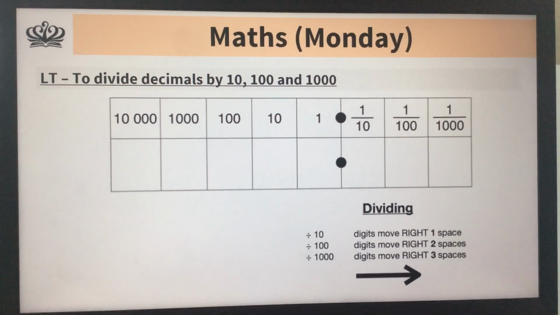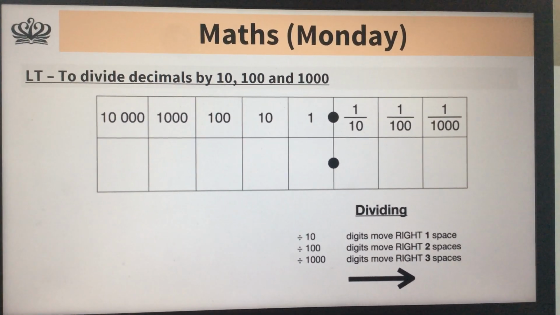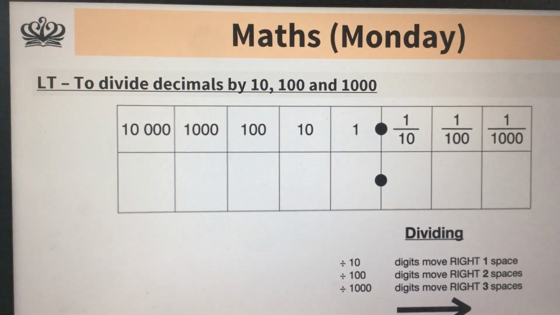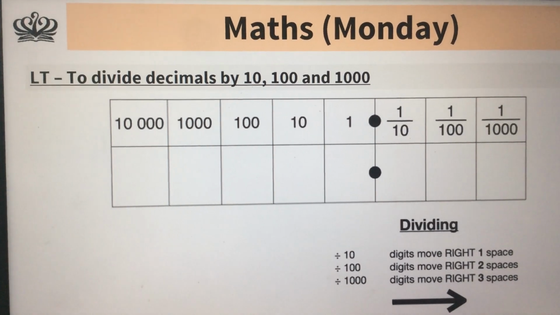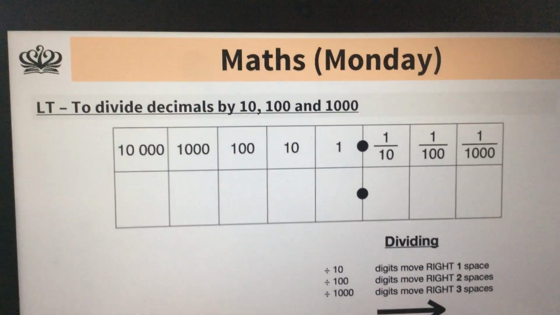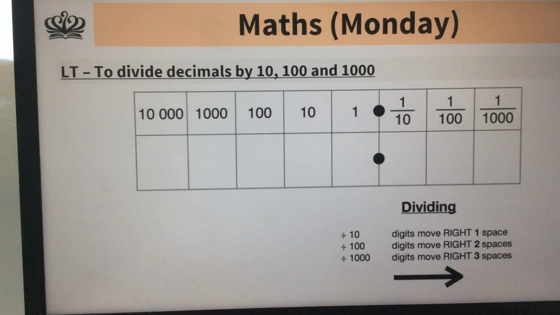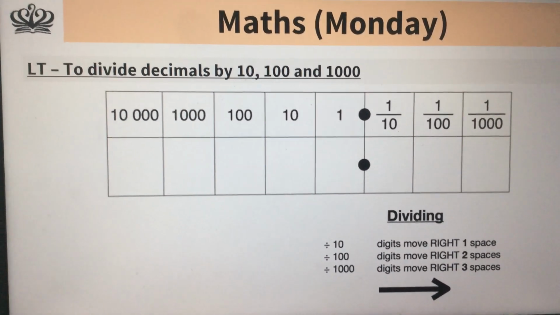Hello, and this is your maths for Monday. So our learning target is to divide decimals by 10, by 100 and by 1,000. So this is the inverse of what we were doing yesterday. So the opposite, but using the same technique.